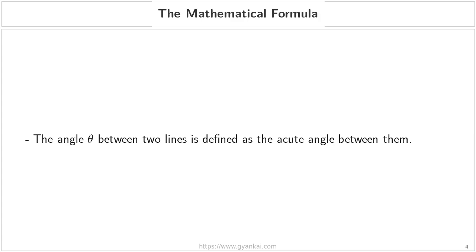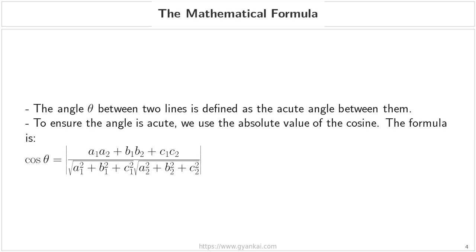The mathematical formula. Now that we have identified how to extract those direction ratios from the denominators, let's look at the mathematical formula we use to actually calculate the angle. First, it is important to remember a convention in geometry. When we talk about the angle theta between two lines, we are specifically looking for the acute angle, that is, the angle that is less than 90 degrees. To ensure our result is always acute, we apply an absolute value to the entire fraction. This prevents us from getting a negative cosine value, which would mistakenly give us an obtuse angle.